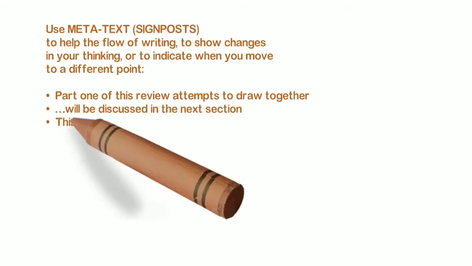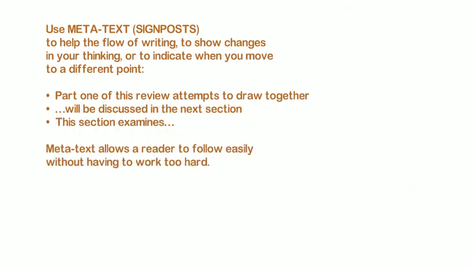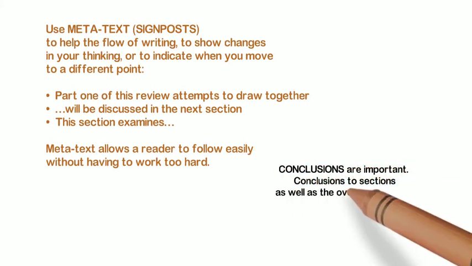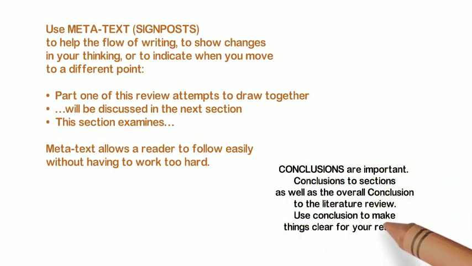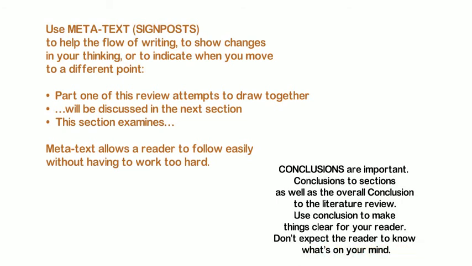Use metatext or these signposts to help with the flow of writing, to show changes in your thinking, and to indicate when you're moving on to a different point. So to show that there's one point that contrasts with another, you need to have these signposts and metatexts. Part 1 of this review attempts to draw together X, Y, and Z. X, Y, and Z will be discussed in the next section. The next section examines. This metatext allows your reader to follow easily without having to work hard.